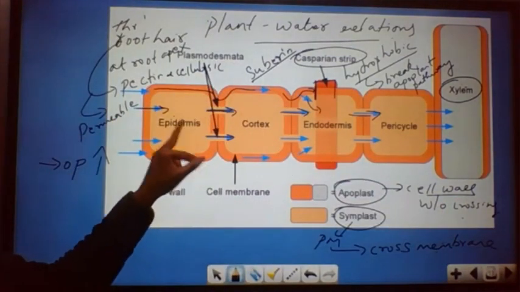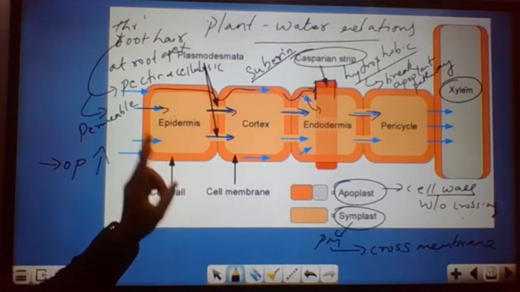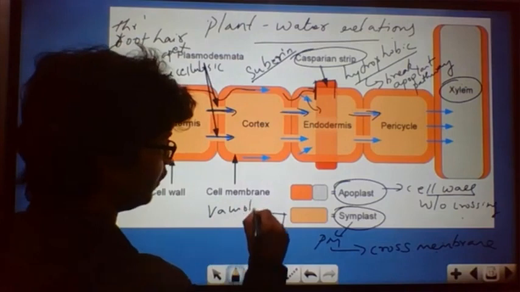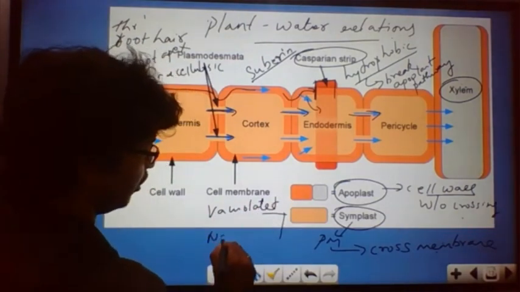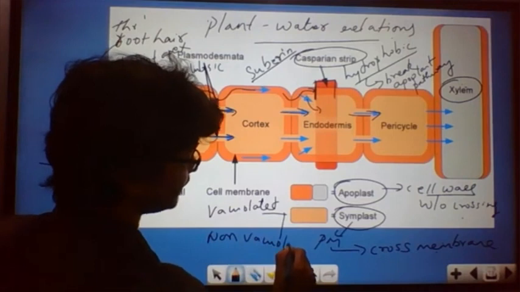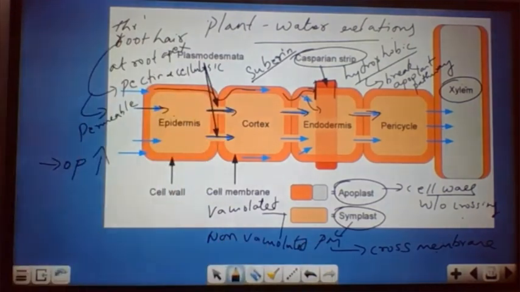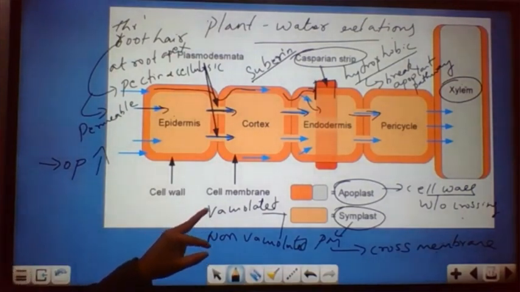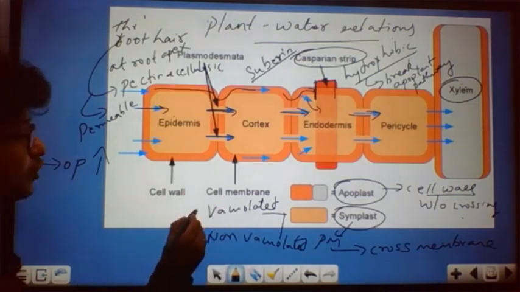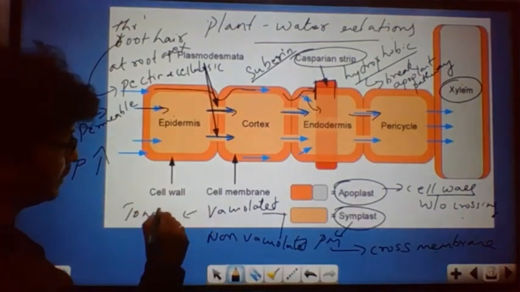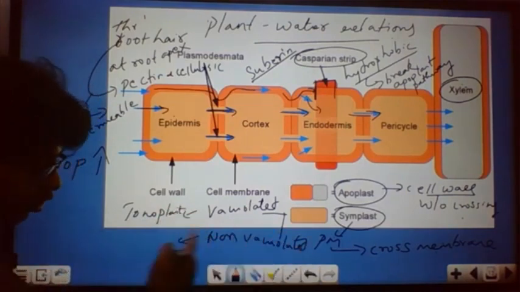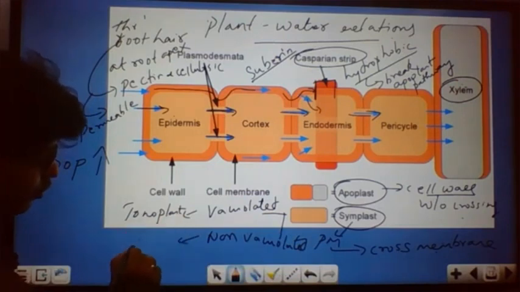But again, there are two types of symplast: vacuolated and non-vacuolated. Can you tell me the difference between vacuolated and non-vacuolated? In the vacuolated pathway, water will cross the tonoplast. But in the non-vacuolated pathway, it will not cross the tonoplast.